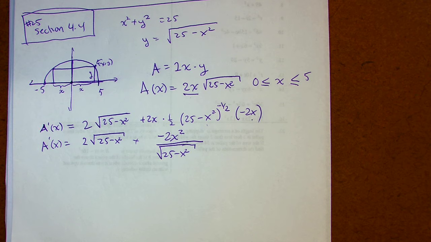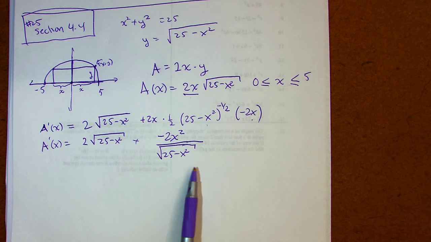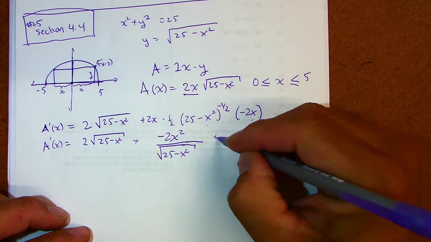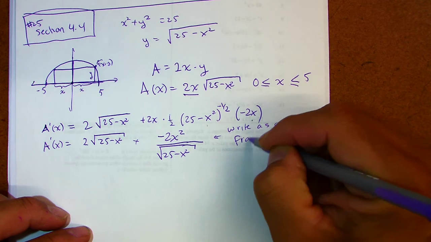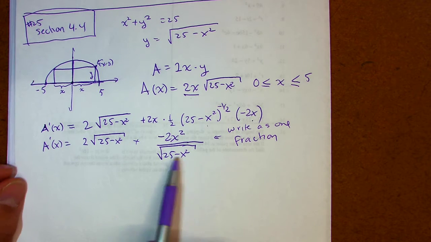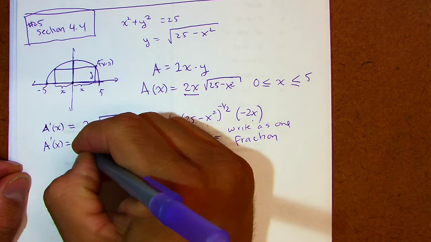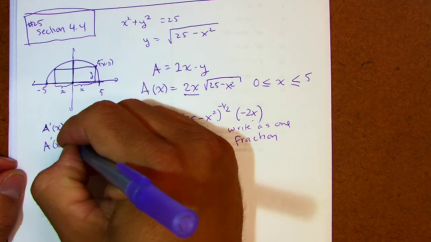Now at this point we realize that we have to set it equal to 0 and solve. Now when at least one of them is a rational function, or the denominator includes a value of x, think of writing it as one fraction. So I want to write it as one fraction. The common denominator is going to be this, so I'm going to multiply here by the square root.